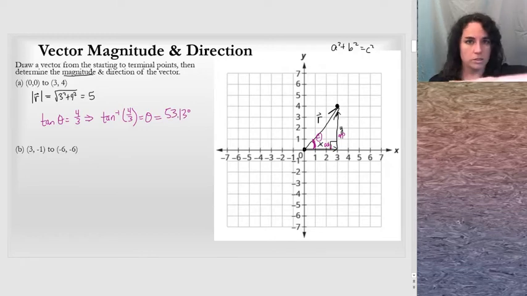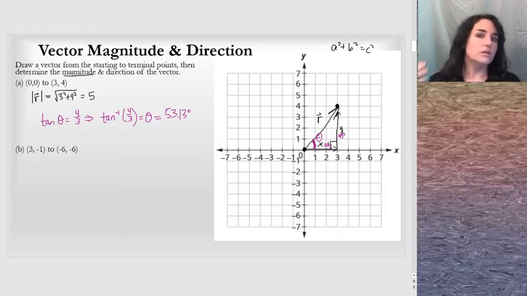So we're going to take the horizontal component and the vertical component in order to find the length of that hypotenuse. And then because we have the adjacent and the opposite side, we can use tangent in order to find the angle. We can use that trig function. So let's do another example.